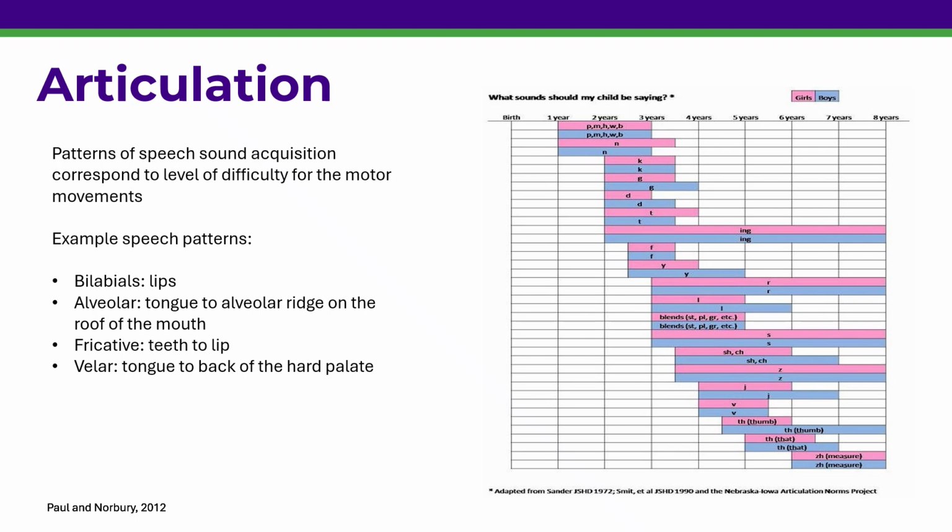Other sounds include fricatives, which is teeth to the lips, and velar sounds, which involve your tongue moving to the back of your mouth for the k and g sounds. I think it's helpful to conceptualize that speech sounds are acquired according to easier or more difficult speech patterns so that we can help scaffold the skills and the sounds that we're teaching. But again, your speech therapist or SLP can help guide the speech sound acquisition process.